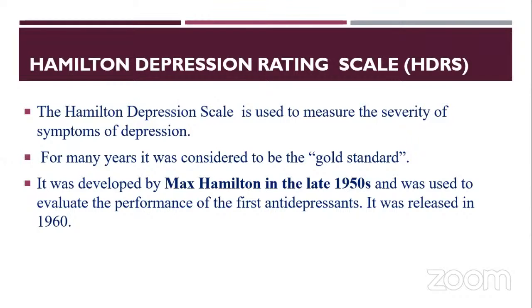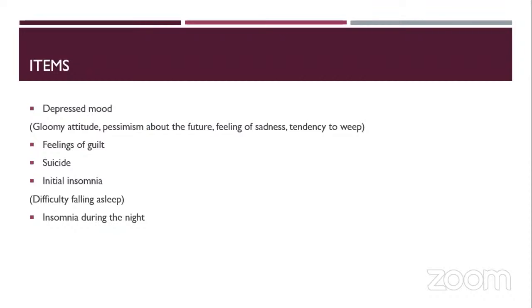So this is another example, the Hamilton Depression Rating Scale. Some of you may be familiar with this, HDRS. This is mainly used to measure the severity of symptoms of depression. And for many years, it has been considered the gold standard. And it was Max Hamilton who developed the Hamilton Depression Rating Scale. And these are the items.